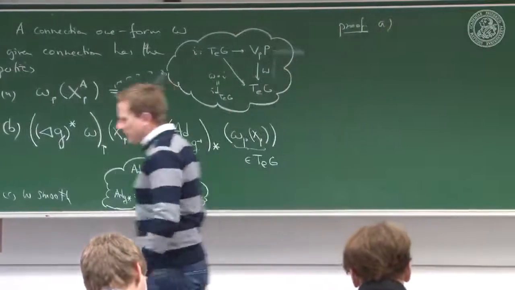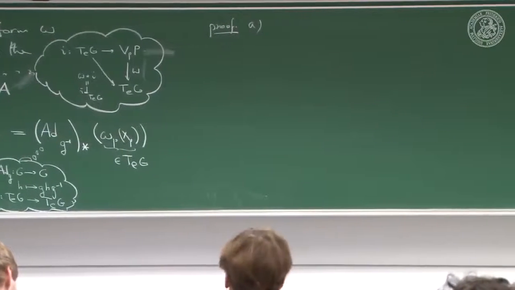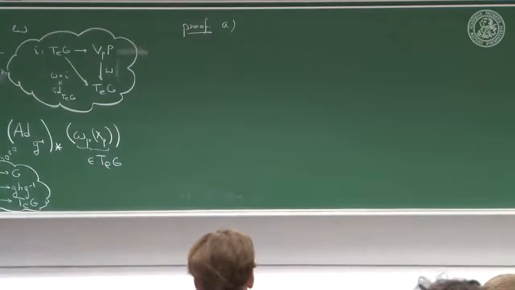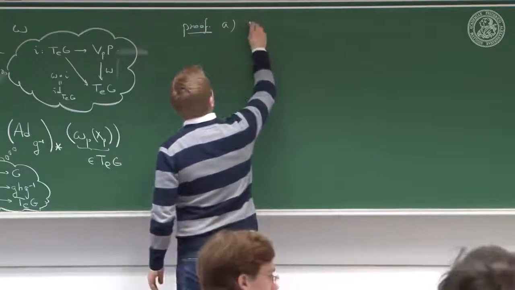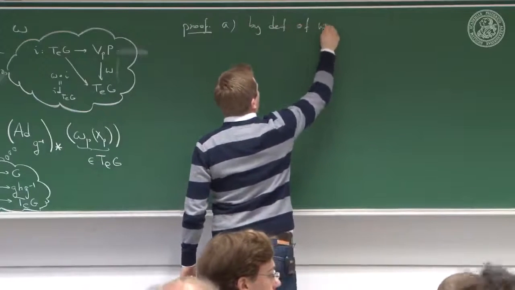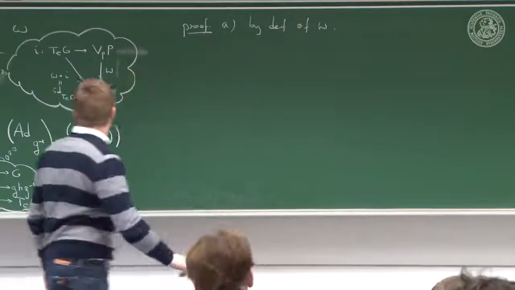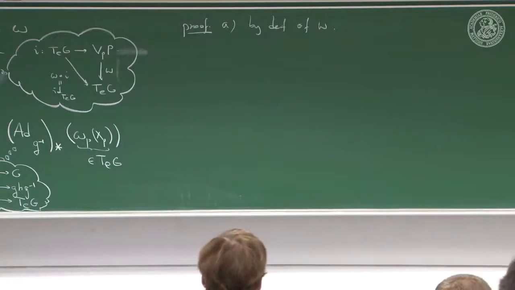Well, maybe we formulate this... Yeah, okay, let's do it this way. So proof. So A, this is simply true by the definition of omega, full stop, because this is a vertical vector that we established, and we know that if we plug this in here, we just reproduce the A.